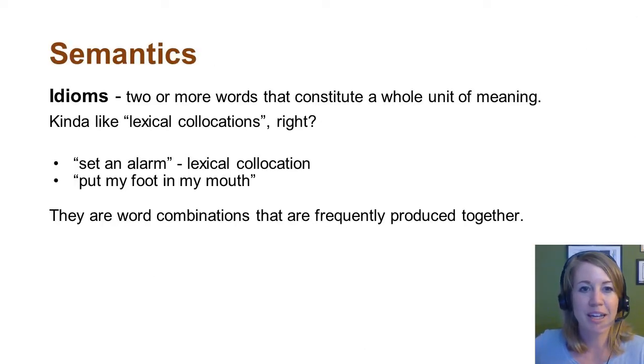I used the word idiomatic in that last question, so let me tell you what an idiom is. These are two or more words that constitute a whole unit of meaning. Well, I just gave you that definition for lexical collocations, but it's not quite lexical collocations. So for those lexical collocations, we said set an alarm.